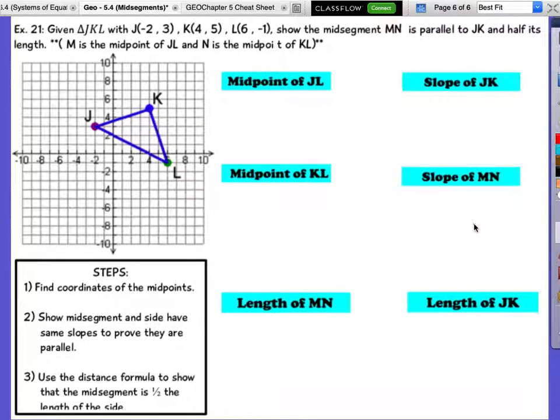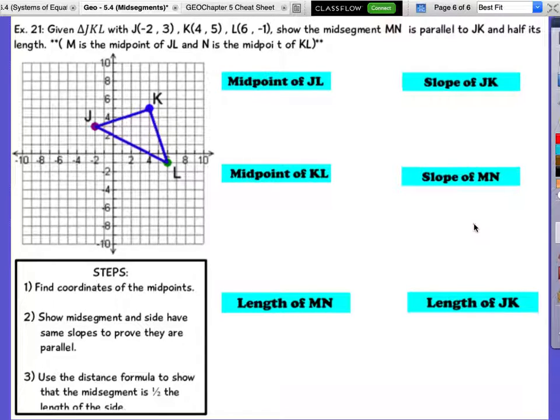Given triangle JKL with the points J, K, and L, I'm not gonna read those points. Show that midsegment MN is parallel to JK and half its length. Now we're told in parentheses, hey, M's gonna be the midpoint of JL and N's the midpoint of KL. Because MN kind of came out of nowhere, so it's explaining where they are. So this walks us through our steps we need to do. What's it say one of the first steps is? Midpoint of JL. You need to find the midpoint of JL.